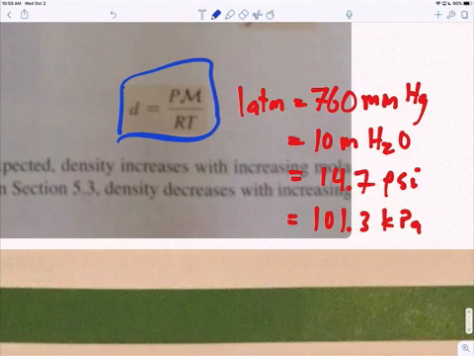So the Pascal is the SI unit, so System International, Metric System. That is the SI unit for pressure. And a kilopascal, what is a Pascal? A Pascal is a pressure of 1 Newton, so force, so pressure is force per area. It's 1 Newton of force over a square meter.